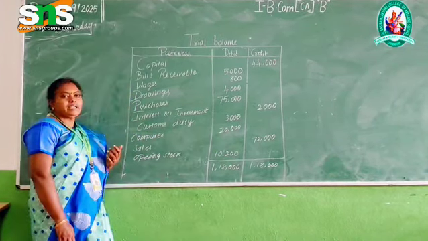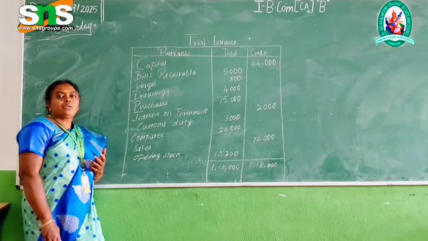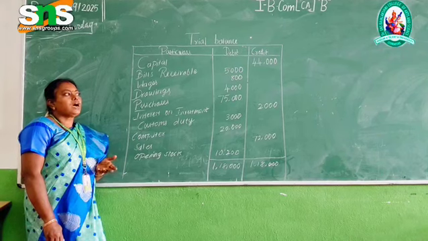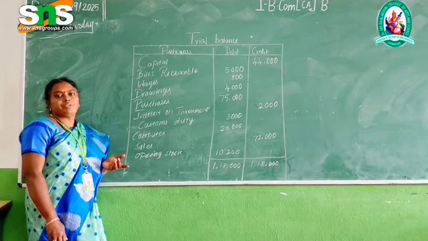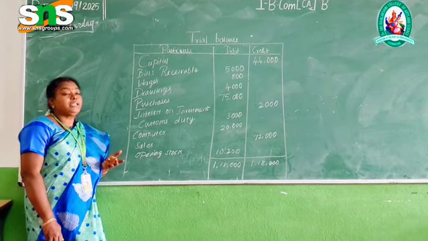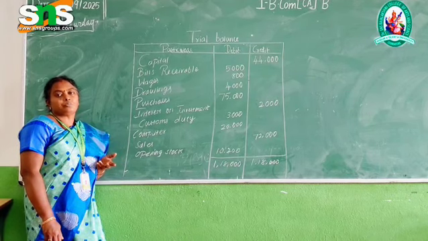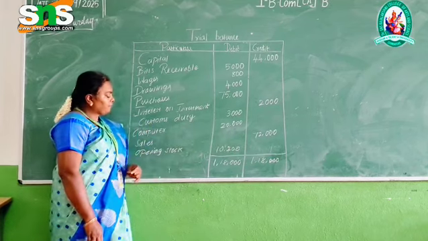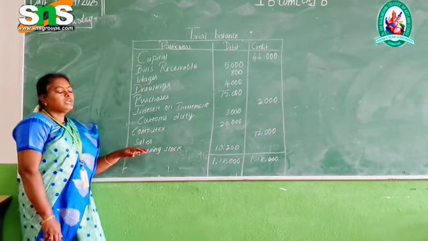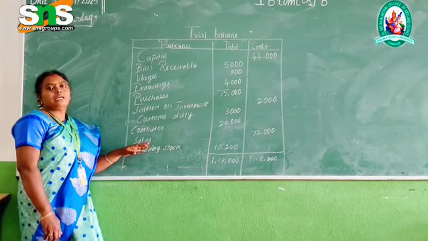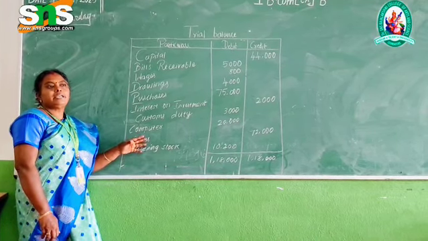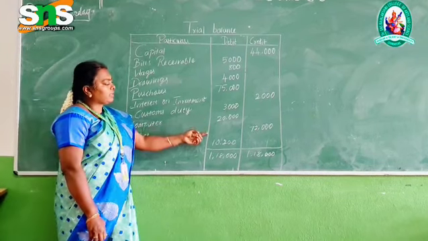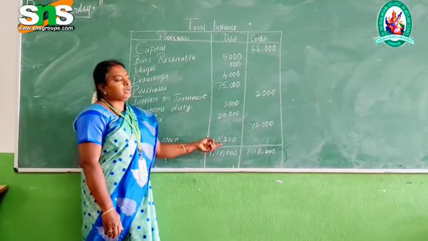The next one is sales. Out of the business, he is selling some products to other persons. By selling the products, he is earning rupees 72,000. So automatically it comes on the credit side. The next one is opening stock. Opening stock will come on the debit side because he already invested some amount in that business. So it comes on the debit side, rupees 10,200.